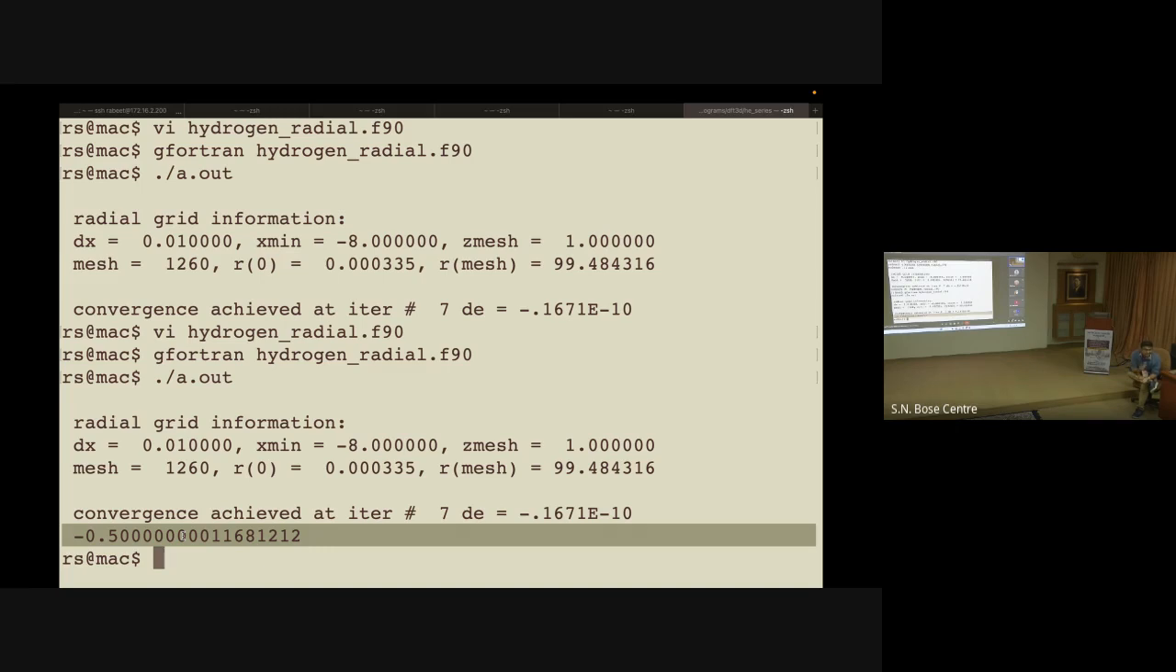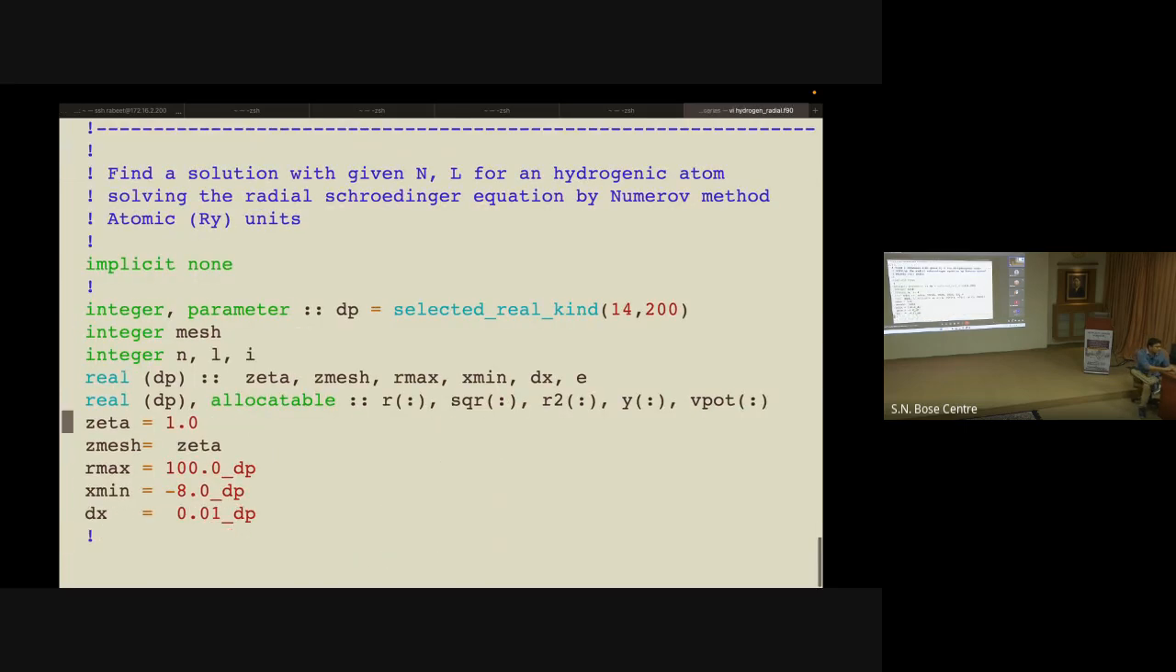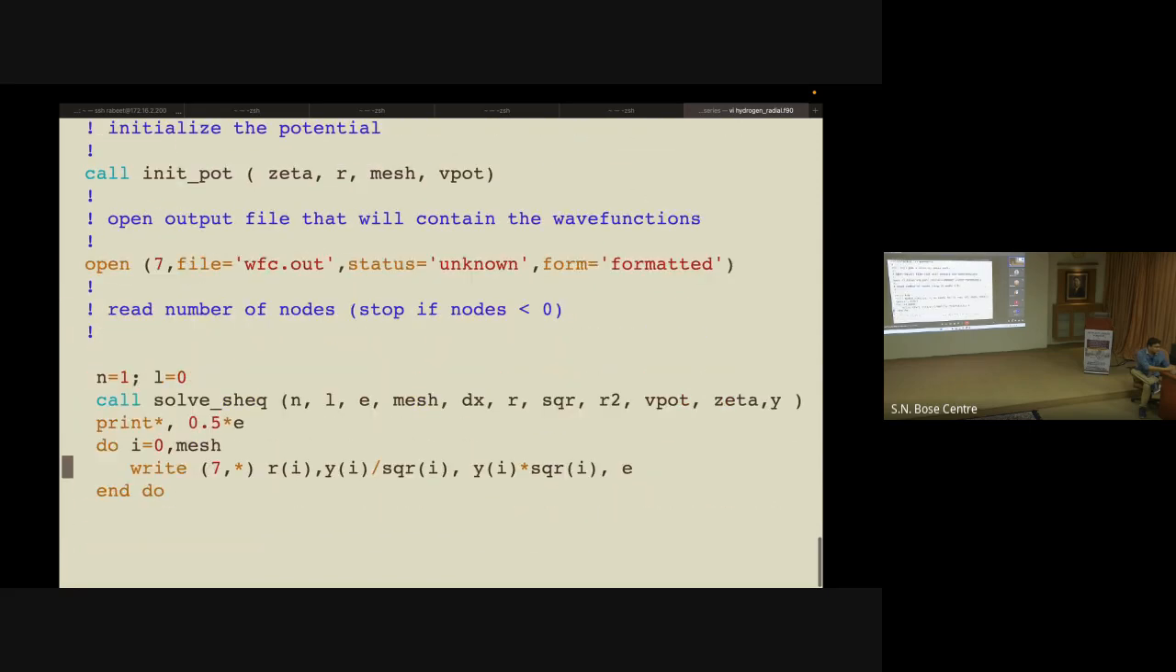You all can run this code. You only need gfortran, you don't need any other package. So we are done with that. If you want to see the wave function, you can look here, but right now we are not looking there. You can store it in a file and plot it. You will see that it has 0 nodes, and you can match it with e to the power minus r.